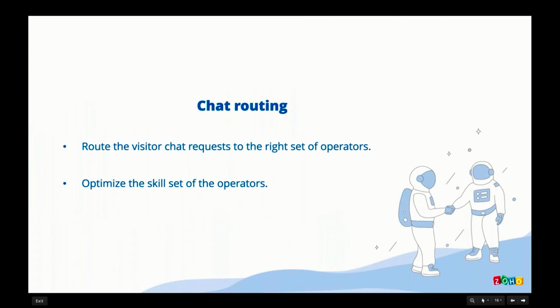Chat routing. Chat routing would let you route a particular set of visitor requests to the right set of operators. Right set of operators, as in every operator would have their own skill set or field experience. So if you route the visitor chat requests to the right set of operators, I think you can optimize the skill set of the operators even more.